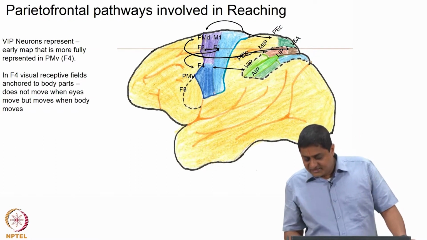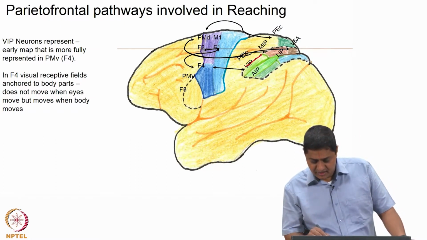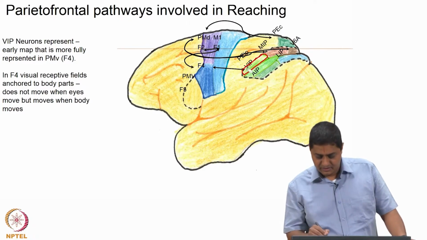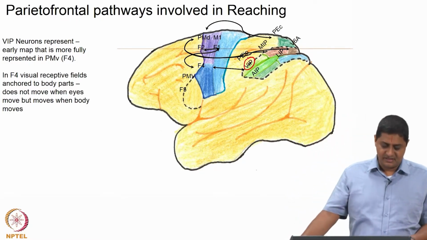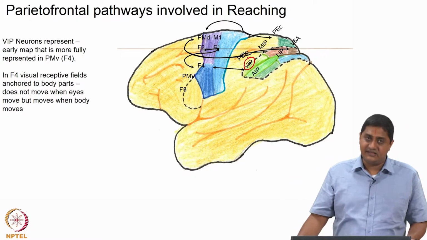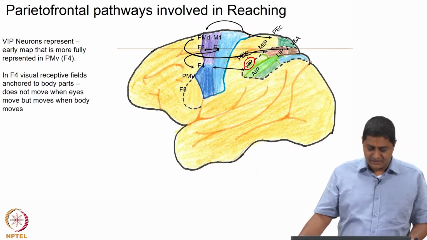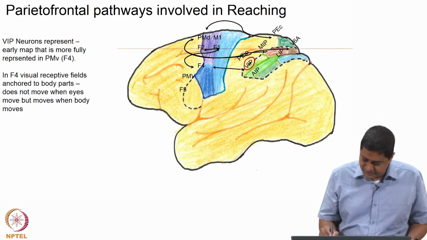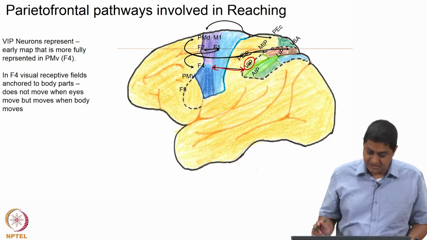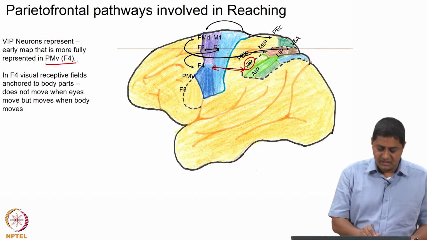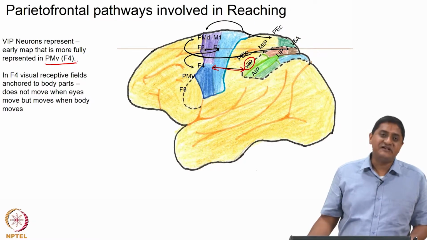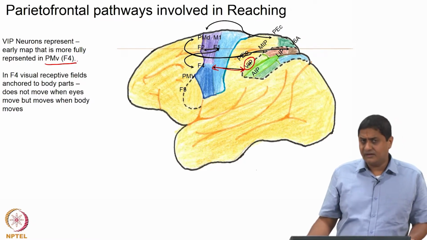For example, there is an area here that is called the VIP area. VIP means ventral intraparietal area, not very important person, but rather ventral intraparietal area. The neurons in the ventral intraparietal area have reciprocal projections or reciprocal connections with the area F4 or the ventral premotor area. And what does this area F4 itself do?